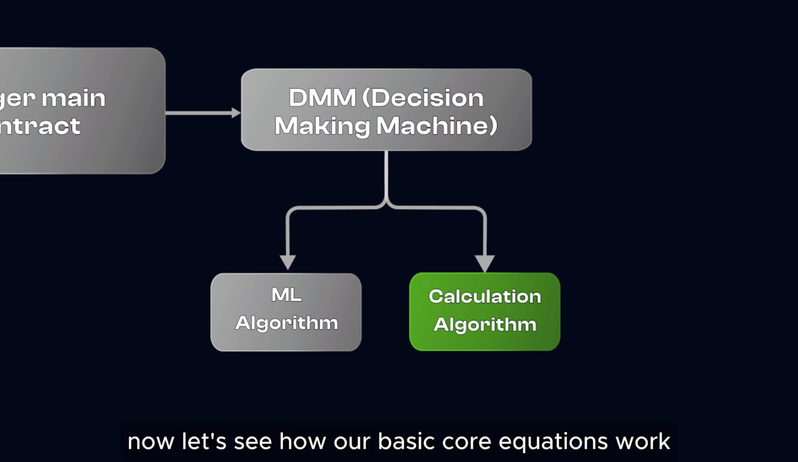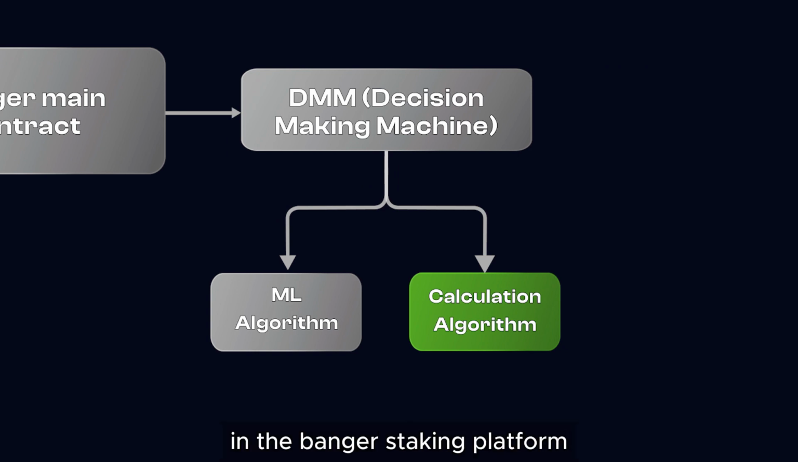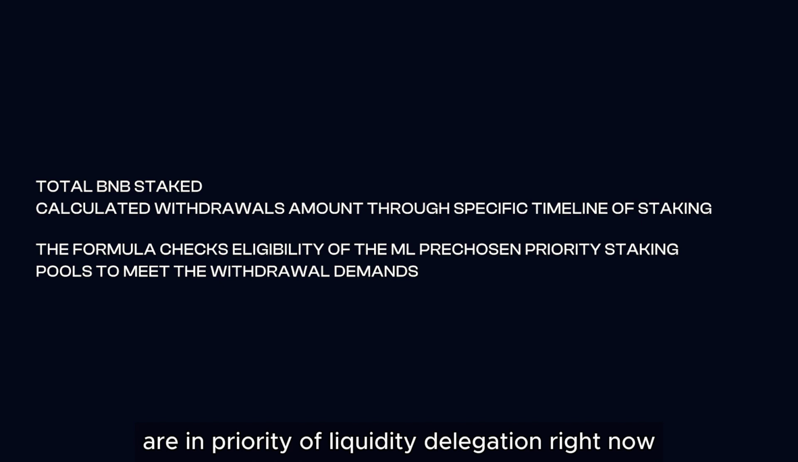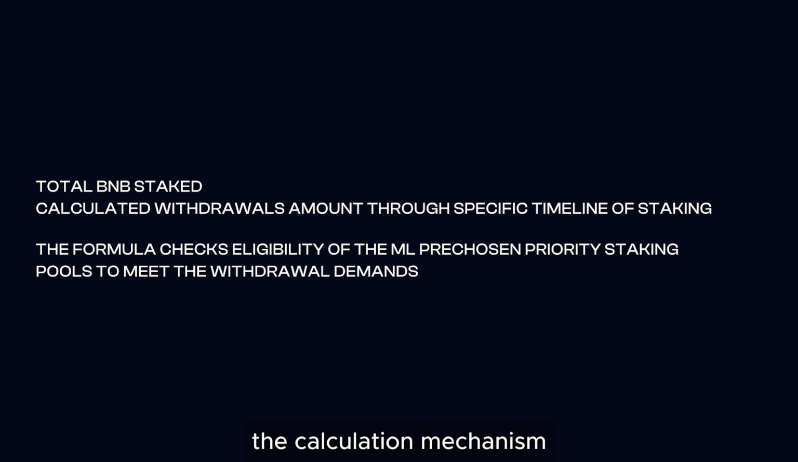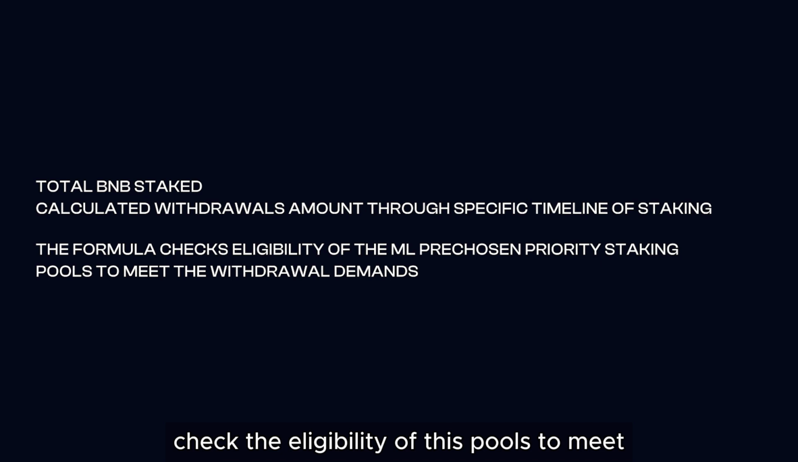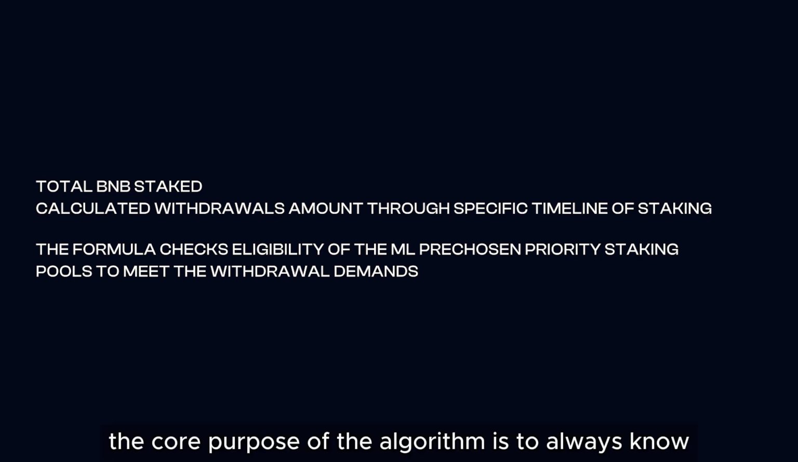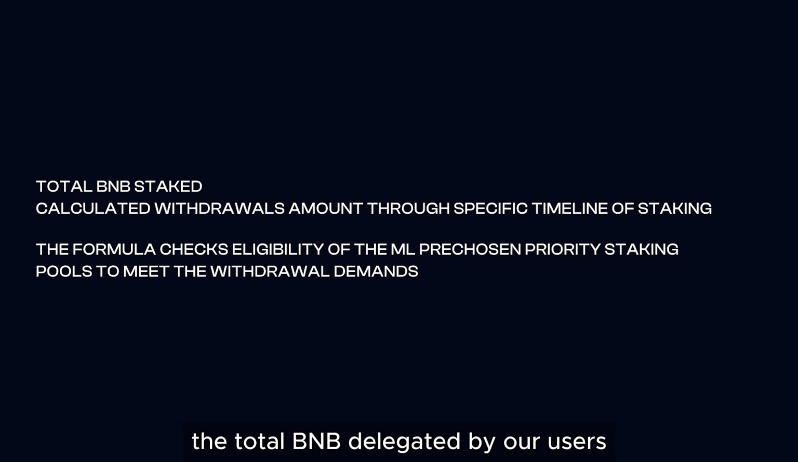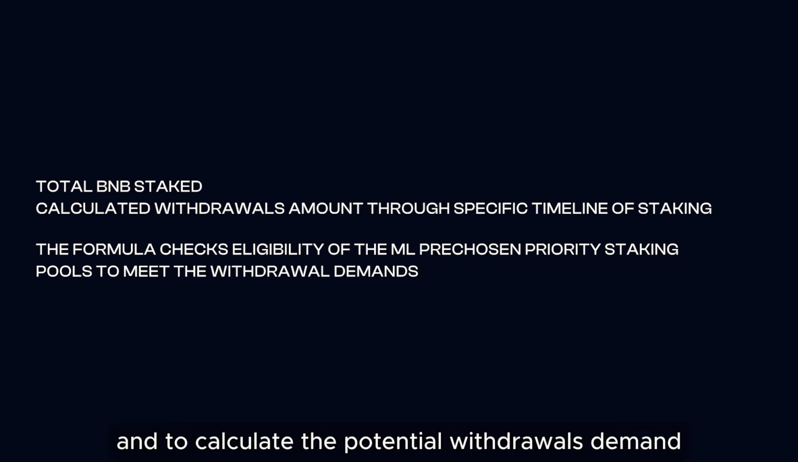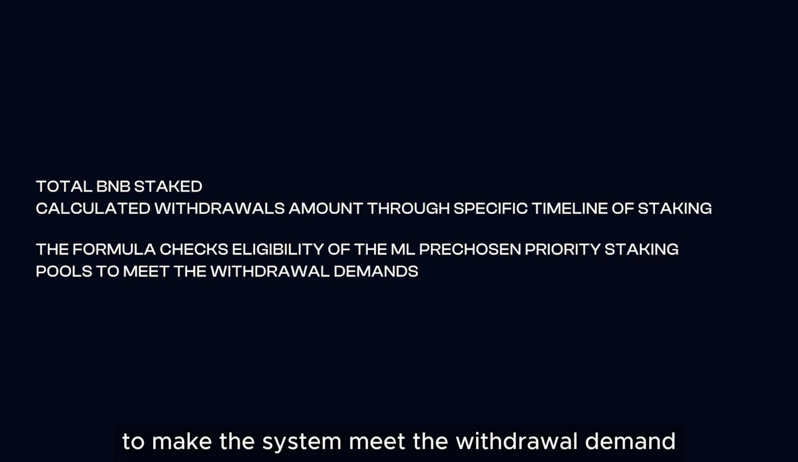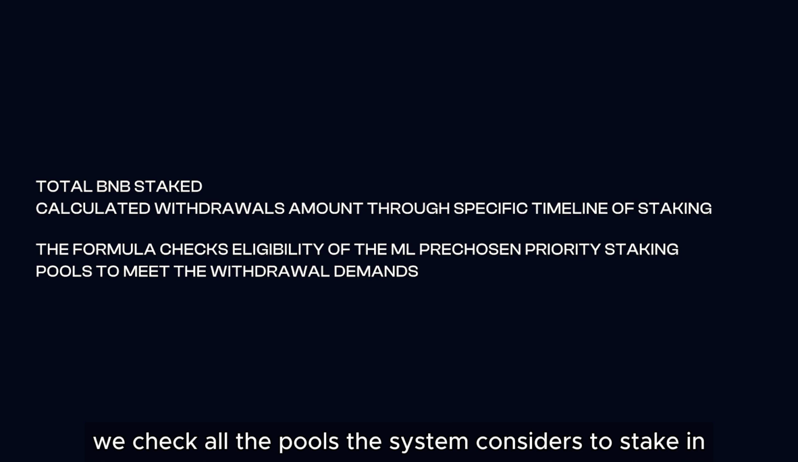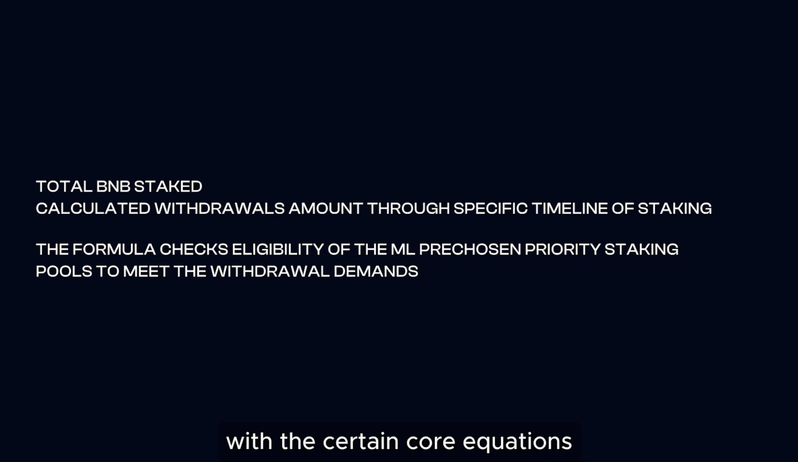Now let's see how our basic core equations work in the Banger staking platform. While the Delta Protocol decides which pools are in priority of liquidity delegation right now, the calculation mechanism checks the eligibility of these pools to meet our mathematical needs. The core purpose of the algorithm is to always know the total BNB delegated by our users and to calculate the potential withdrawals demand. To make the system meet the withdrawal demand, we check all the pools the system considers to stake in with certain core equations.